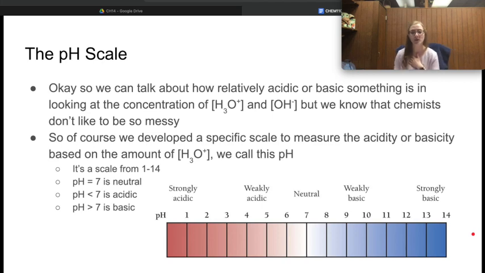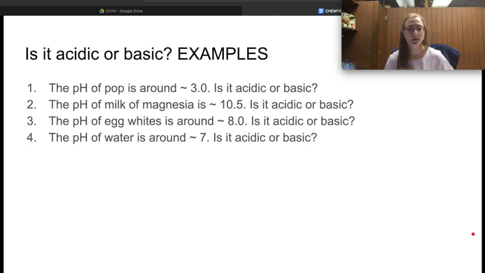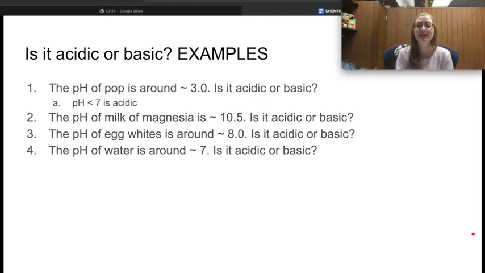So, let's run through some quick practice examples of things that are acidic and basic. A can of pop, a Mountain Dew from 7-Eleven this morning. The pH of pop is around 3.0. Is this going to be acidic or basic? Go ahead, submit your guesses in your head. That's going to be acidic. If the pH is less than 7, it's acidic. So 3 is less than 7, it's acidic.